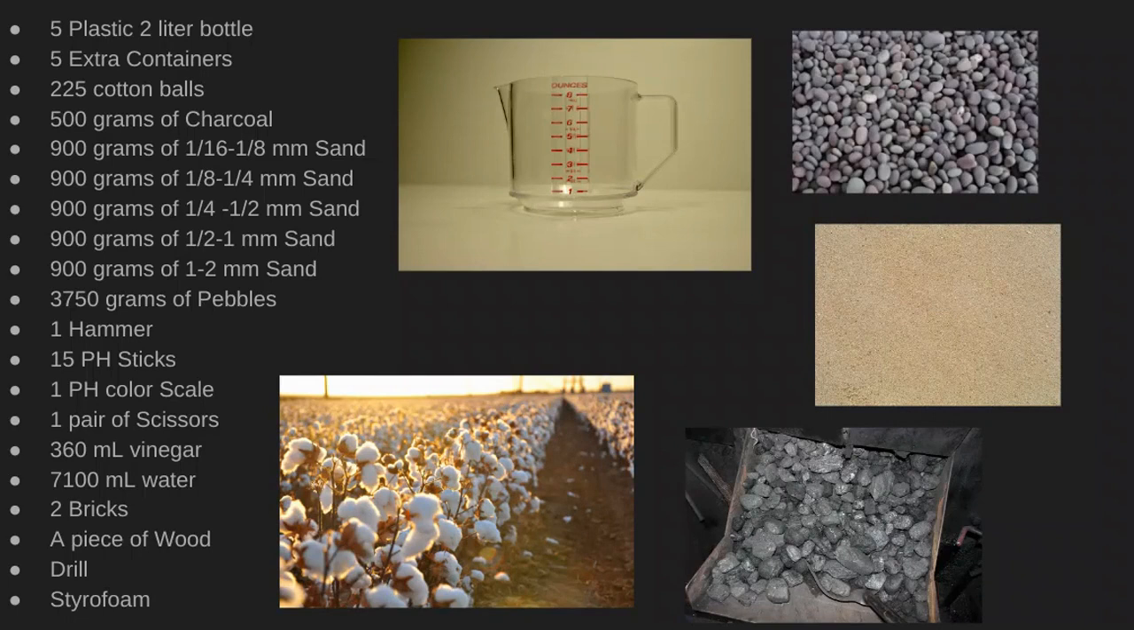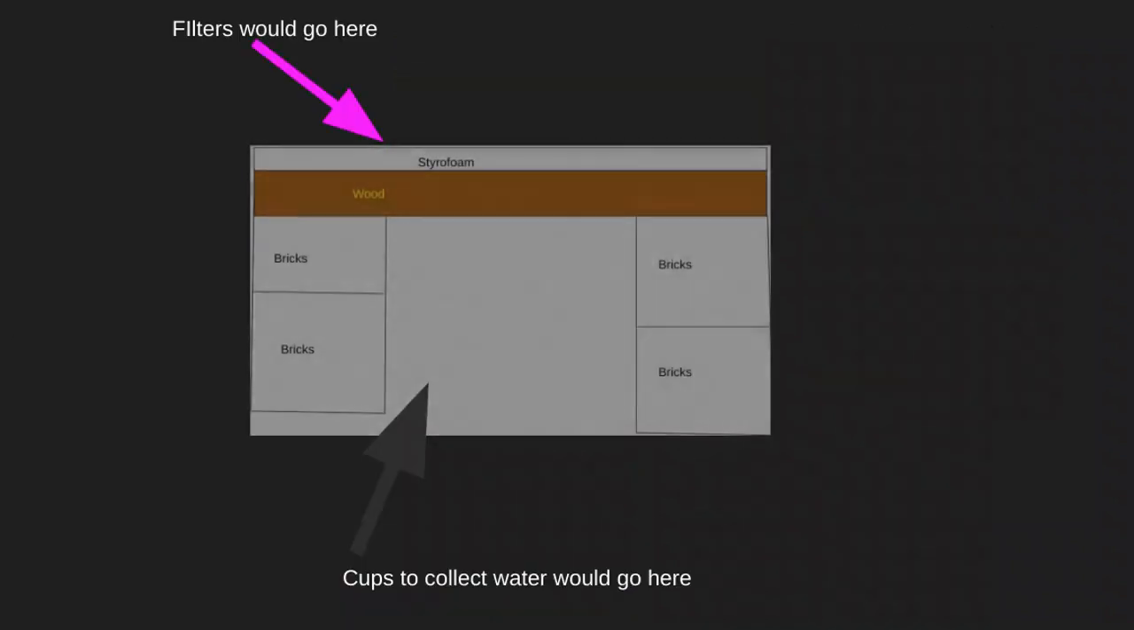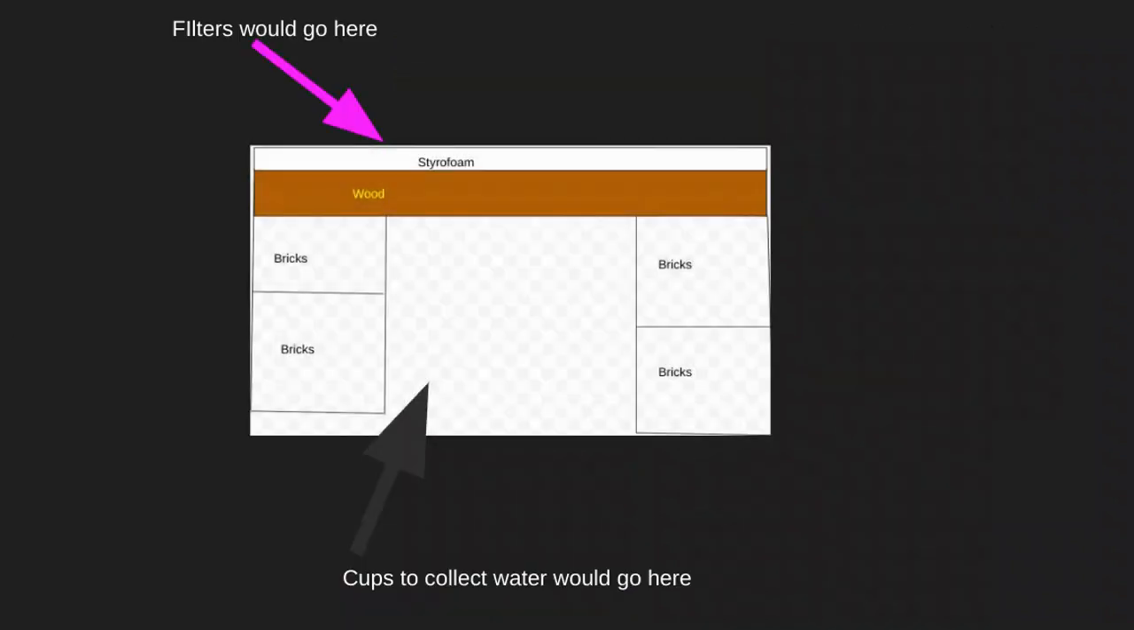I drilled a hole in a piece of wood and styrofoam so they'd be the same size, and so that way they would line up. After, I stacked 2 bricks underneath the wood on each side, which would create a pair of legs. I put the styrofoam on top of the wood and the filters with the contents inside of them. Here's a diagram of what I'm talking about. The wood and styrofoam each had 5 holes in them, so I could put all 5 filters in at the same time. And I put cups underneath for the collection process.